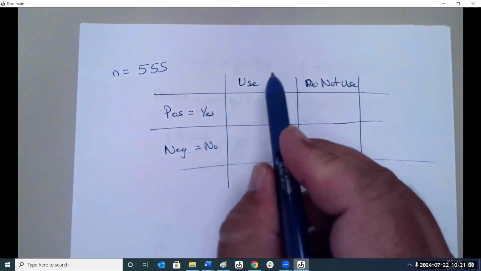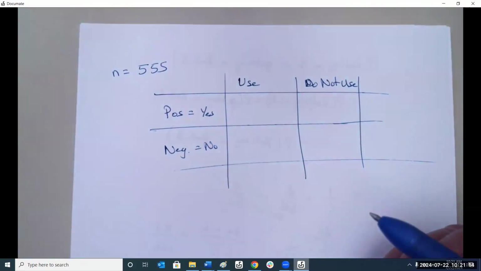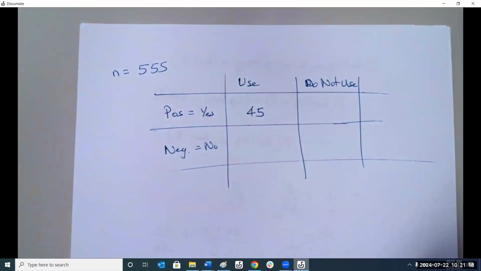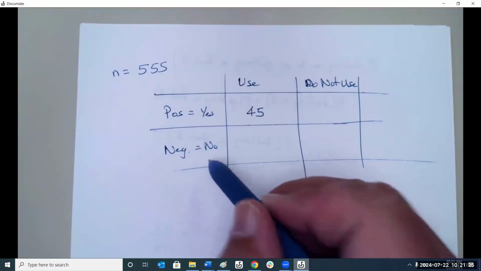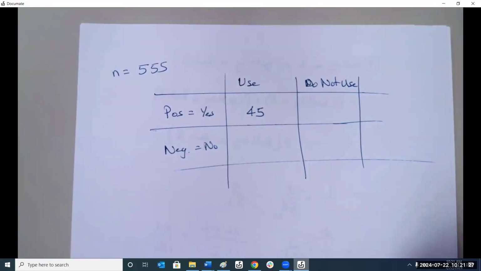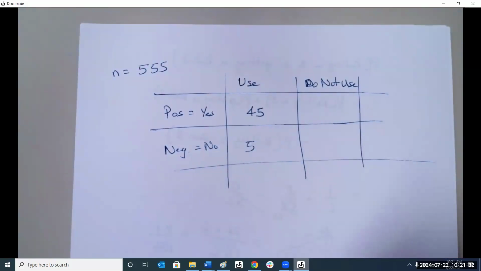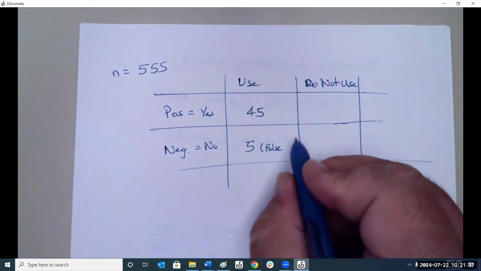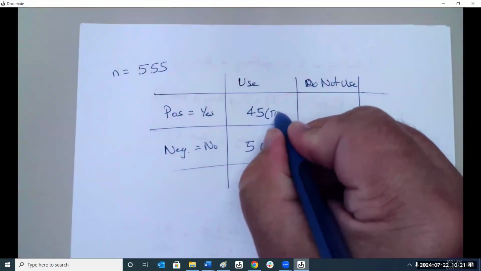So, how many people used the drugs and came out yes? 45. There were 45 of them. How many of them used the drugs that came out no? 5. These are the false negatives. These are the true positives.